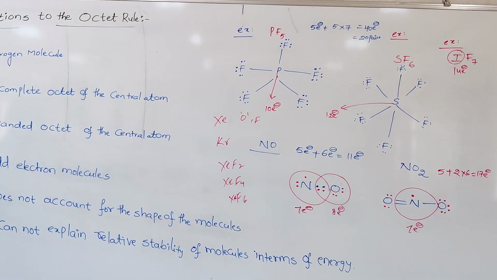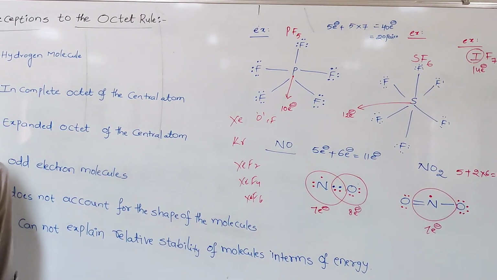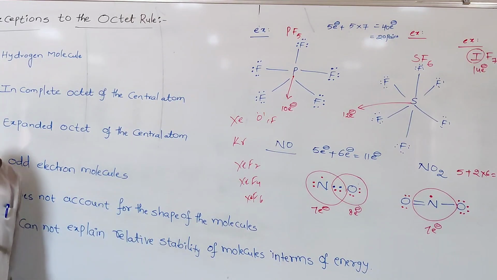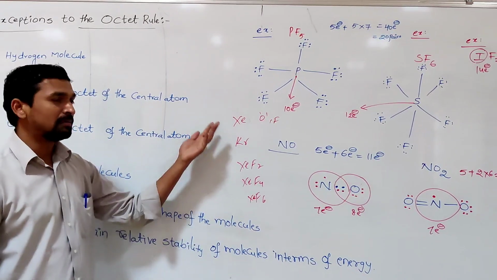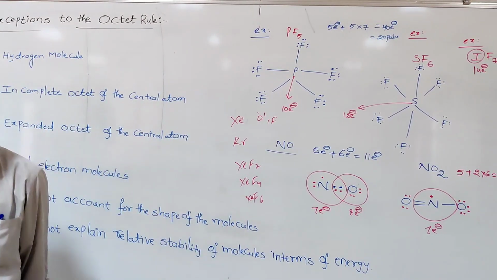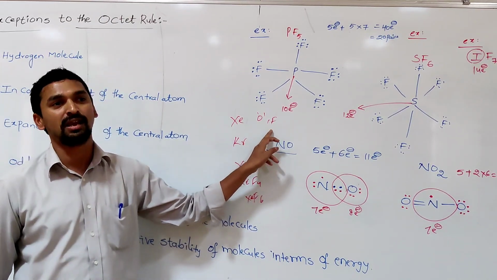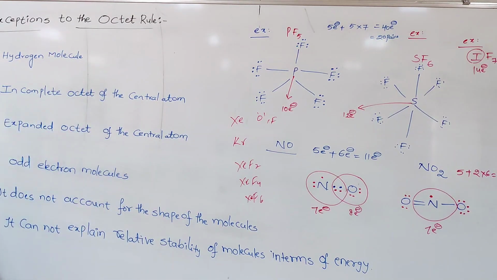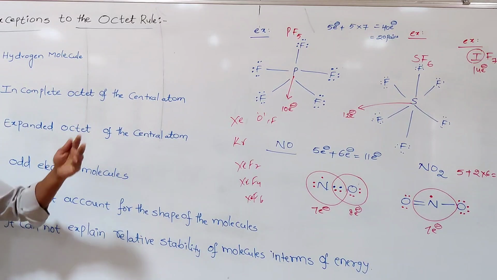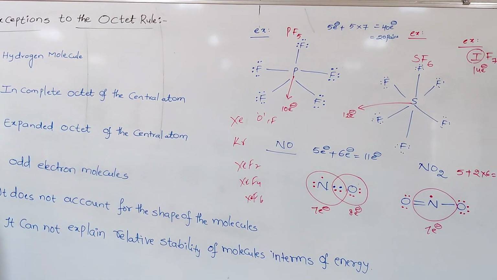And in addition to these four, the octet rule nowhere can explain the shapes of the molecules or the stability of the molecules in terms of energy. Another drawback of this octet rule is that some of the noble gases, even though they have 8 electrons in their valency shell, can react with highly electronegative atoms like oxygen and fluorine. To these exceptions, the answer was not given by the octet rule. Maybe the theories coming in the future might explain why these molecules are stable even though they are not obeying the octet rule.